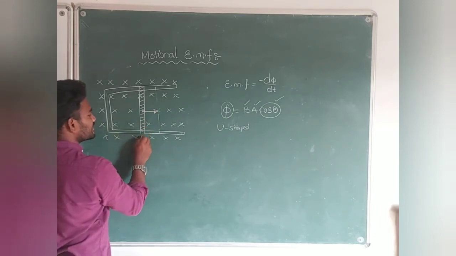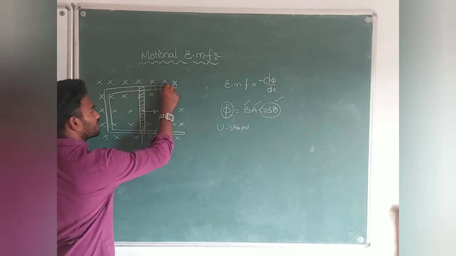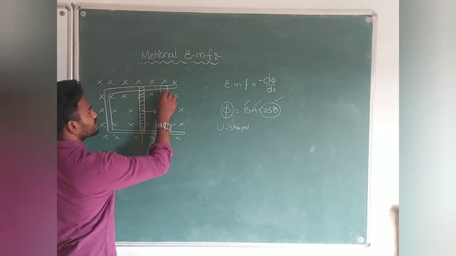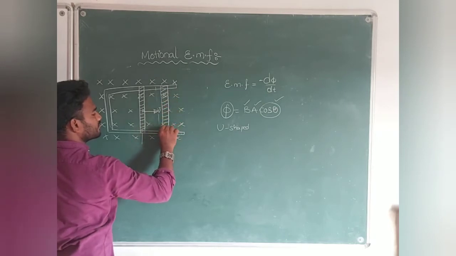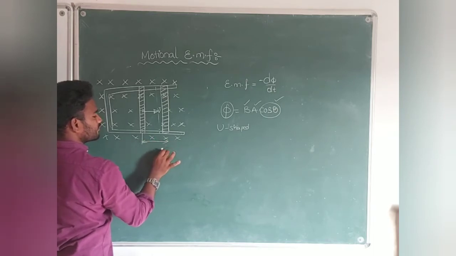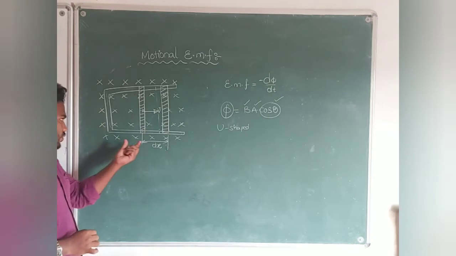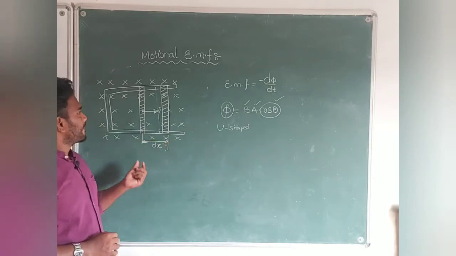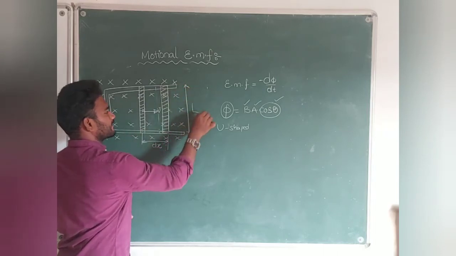Let me consider this is the initial position of the rod, and let me consider I have moved it up to here with velocity V. Let me consider this is the final position of the rod. The distance between the initial position and the final position, let me say, is dx, a small distance. You know very well the length of the rod is fixed, that is capital L.